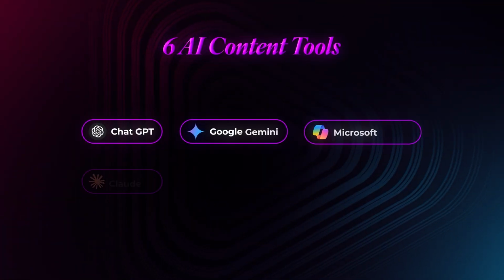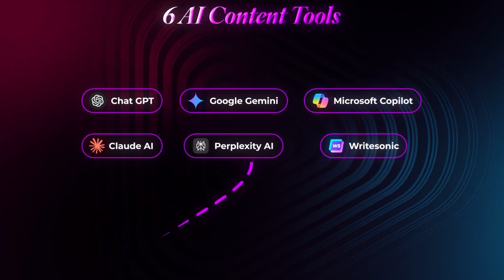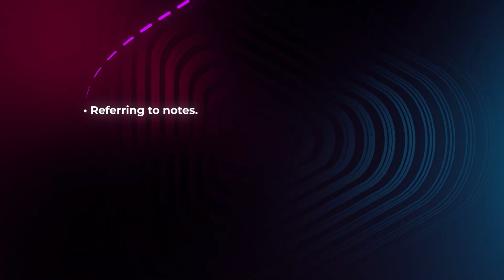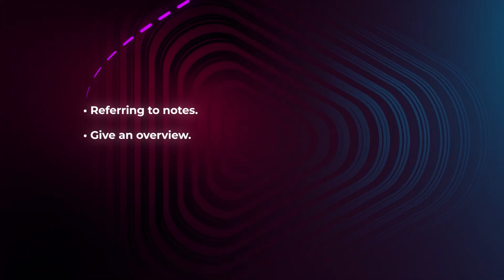So we've established that AI content creation tools can be really helpful at speeding up the content marketing process, as well as the fact that we need to use these tools responsibly and some of the limitations that these tools have. And now let's get into what you clicked for. 6 AI content tools that you can use and how to get started with them. And in this section, you'll see me referring to notes.